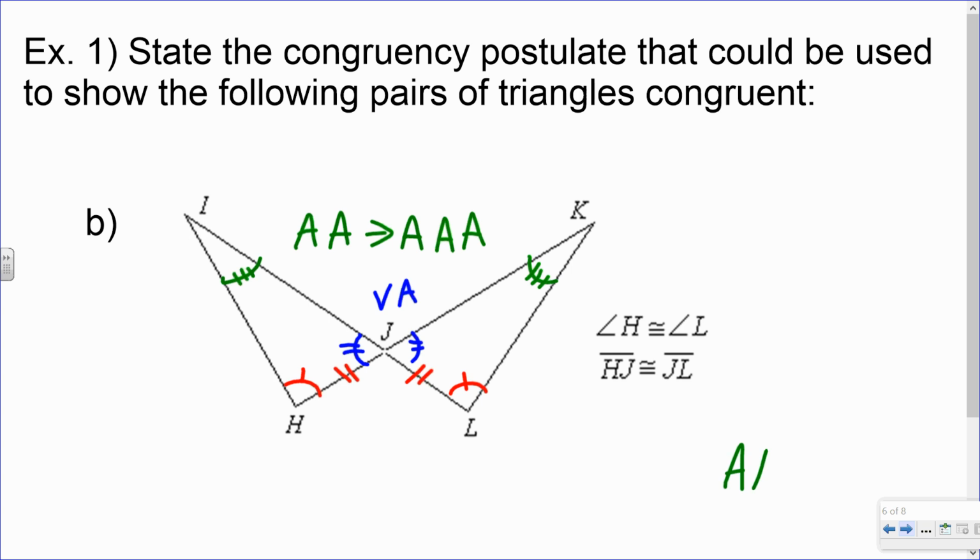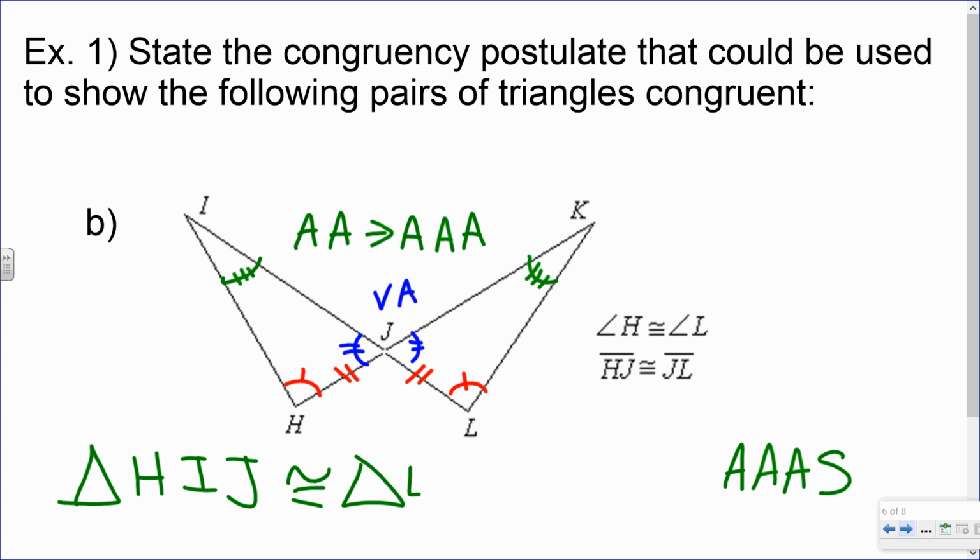So angle, angle, angle, side, and we'll simply write our statement. So triangle HIJ on the left, and this is easy because we've already got the congruency marks on all of the angles. H is labeled the very same way as L. I is labeled the same way as K, and J and J. Questions for that one?